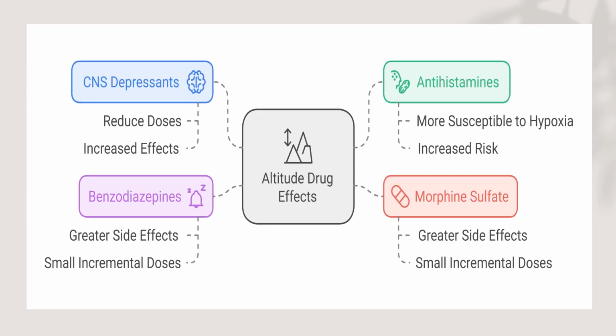For patients who are transported by medevac, altitude will affect the drugs. So CNS depressants should be given at reduced doses, as their effect will increase. Benzodiazepines will have a greater side effect, so we should be careful if we need to increase the dose. Antihistamines will make the patient more susceptible to hypoxia and increase the risk to the patient with hypoxemia. Also, morphine will have greater side effects, and if we need to use it, we need small incremental doses.